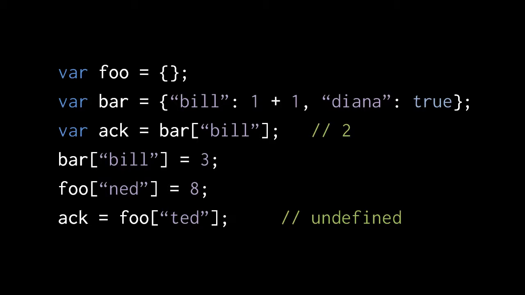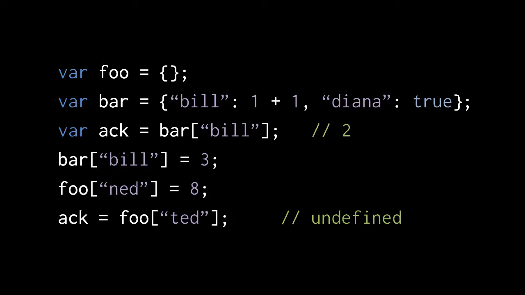In the third line, we're assigning to ack the value of bar's property named Bill, which, as we just said, currently has the value 2. In the fourth line, we're assigning to bar's property Bill the value 3. Recall that when we discussed the assignment operator, we said that a simple variable is not the only kind of L-value, the only kind of valid target for an assignment. Well, here's the other kind, an assignment to an object property.